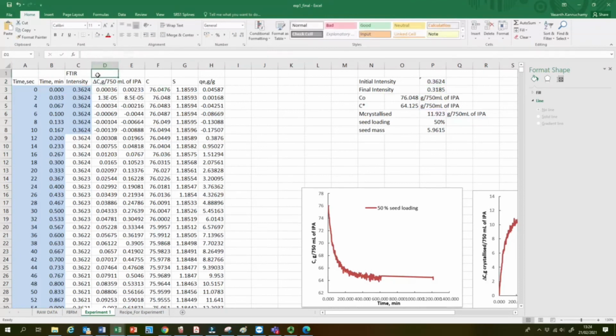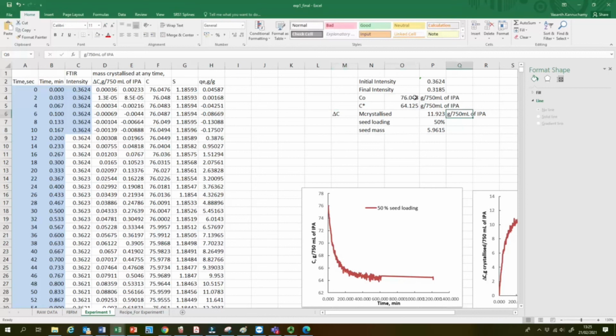So this delta C is nothing but the mass crystallized at any time. I used the formula: initial intensity minus intensity at any time, divided by initial intensity minus final intensity, multiplied by the amount of mass that we can crystallize. So this is nothing but delta C. So this is your delta C.